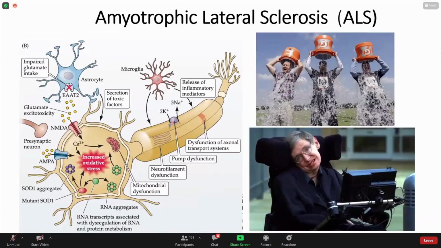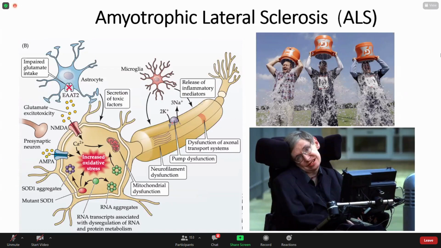So the final thing, this is an example of an alpha motor neuron disease. This is a motor neuron disease which basically affects both the upper and the lower motor neurons. A notable person who suffered from this disease is Stephen Hawking. We all know Stephen Hawking, this great scientist. And we all remember the ice bucket challenge that was viral years ago. This was for awareness of this disease, which is amyotrophic lateral sclerosis.